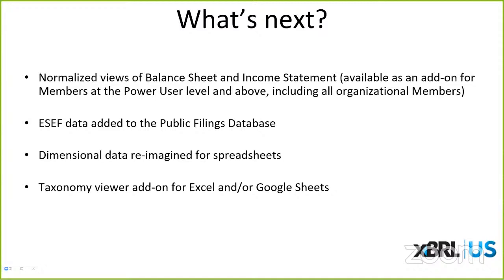Secondly, as David had mentioned, we are adding ESEP data to the public filings database. That's in process right now and will be available very soon. We're also looking at dimensional data, kind of reimagined for spreadsheets. So that's another initiative that's coming soon. And last, we are looking at developing a taxonomy viewer add-on for Excel and Google Sheets. So these are some new programs coming up, and we're always open to suggestions from our members and from others about what you think is the next direction for some of the applications that we're making available.